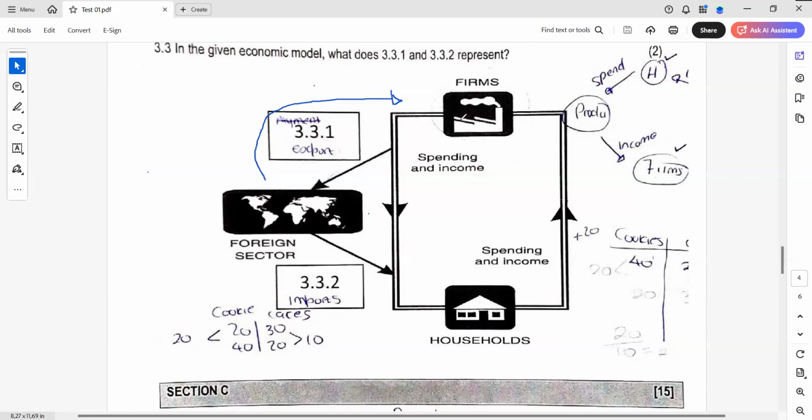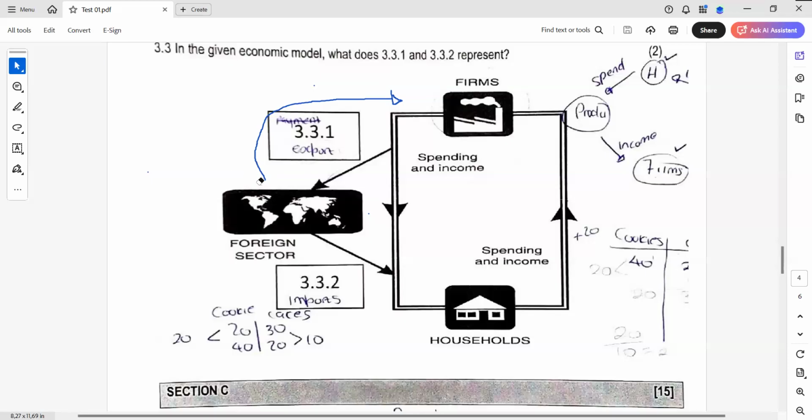the firms will provide exports to the foreign sector, right? And in return, the foreign sector will pay for these exports, right? But also the firms buy from the foreign sector, which means the foreign sector will provide goods to the firms, which will be imports, right? An injection in our economy? No, which will be a leakage in our economy, because the firms will then have to pay for those imports. I don't know if I'm making sense.